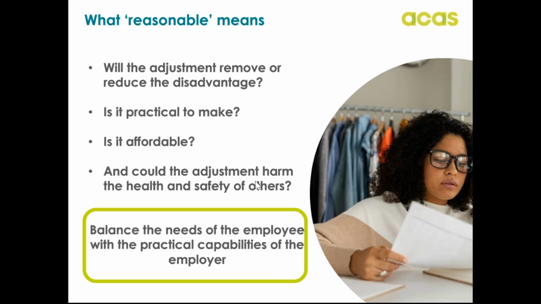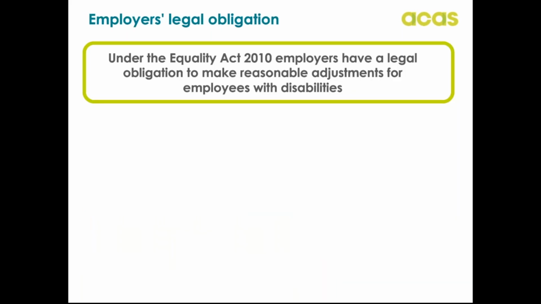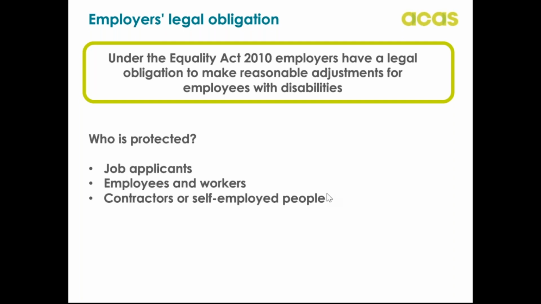So under the Equality Act 2010, employers have a legal obligation to make reasonable adjustments for employees with disabilities. Failure to meet these obligations can lead to legal consequences, such as employment tribunal claims for disability discrimination and failure to make reasonable adjustments. So who is protected?